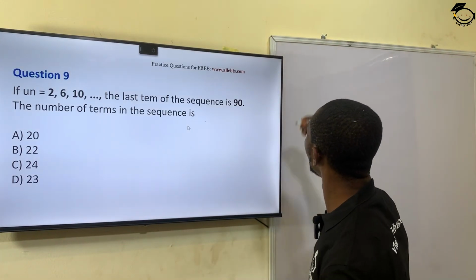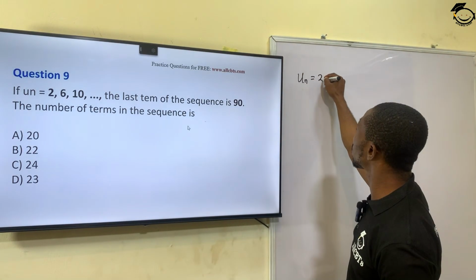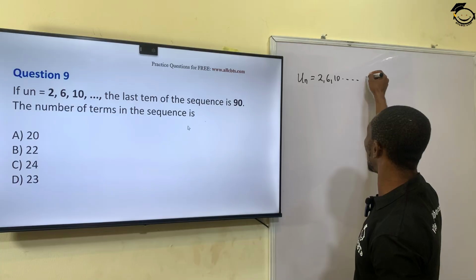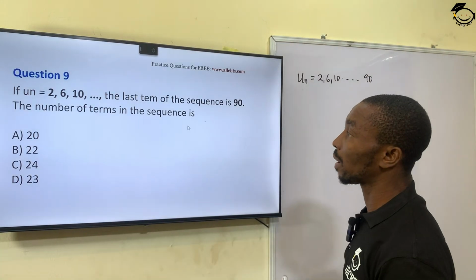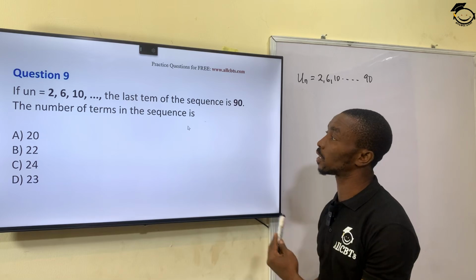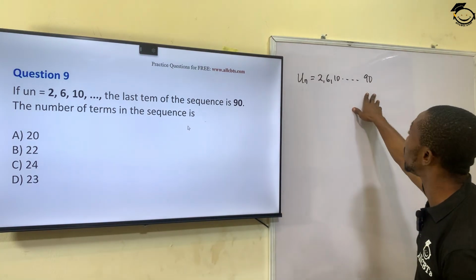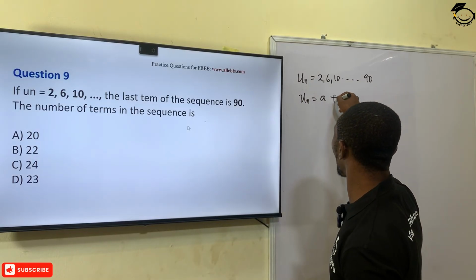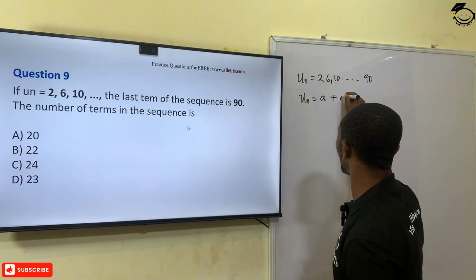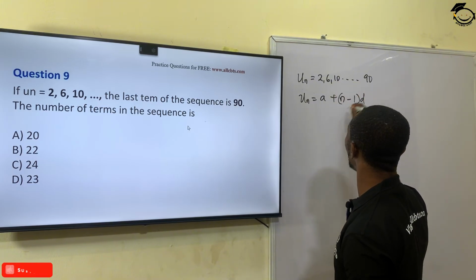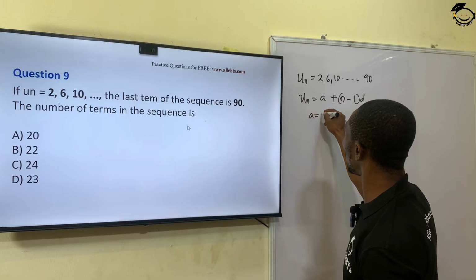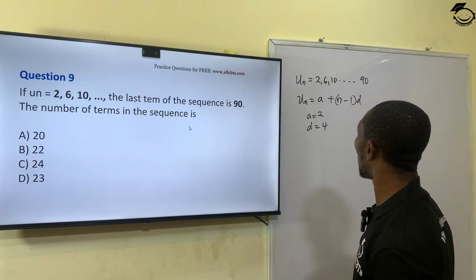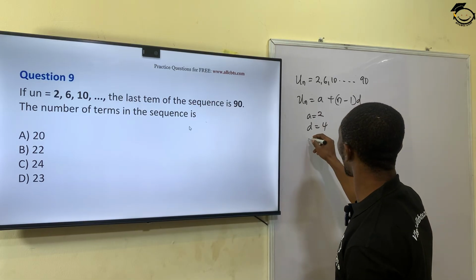If Un equals 2, 6 and 10, it says the last term of the sequence is 90. We should find the number of terms in this sequence if the last term is 90. Now, still using our formula, Un equals a plus n minus 1 d, where our a is our first term, which is 2, and d is our common difference, which is 4. Now, our last term will be 90.